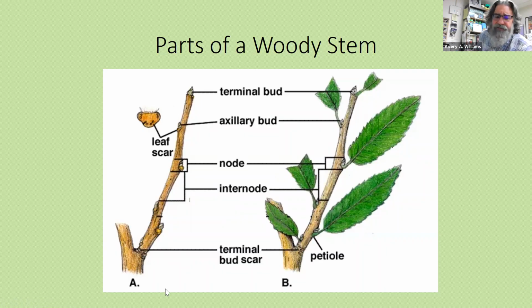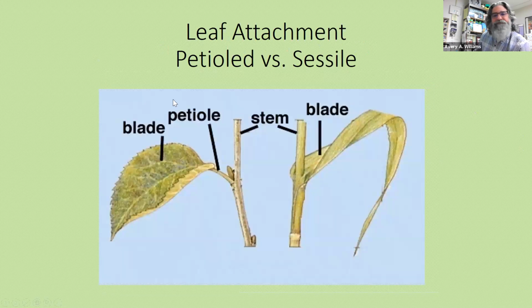And so these are just parts of the woody stem where you can see nodes, internodes, axillary buds, terminal buds, leaf scars, and terminal bud scars. Okay, so that's all that. It's just kind of working your way around.